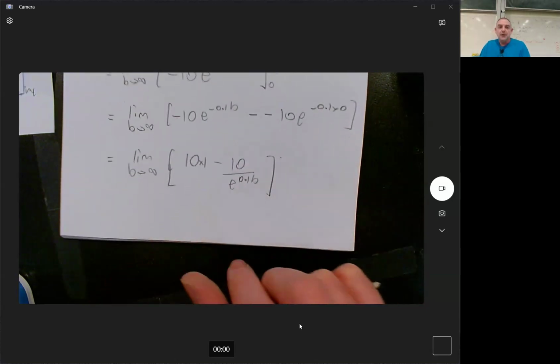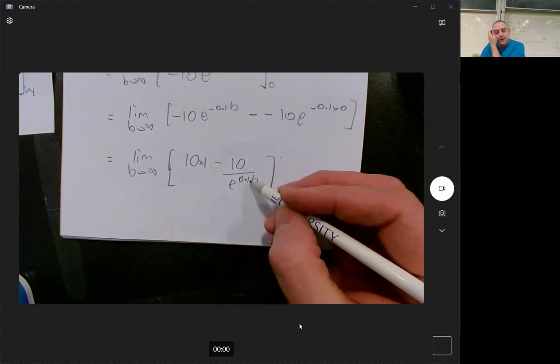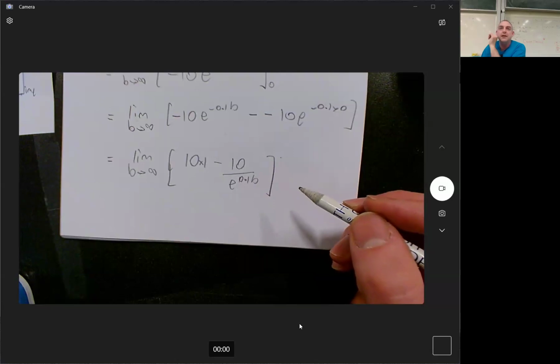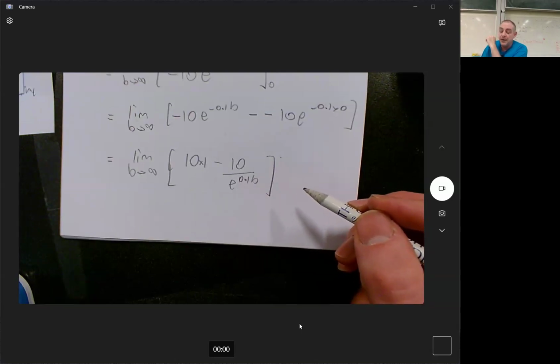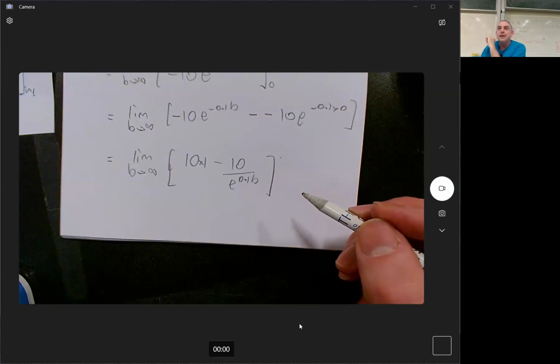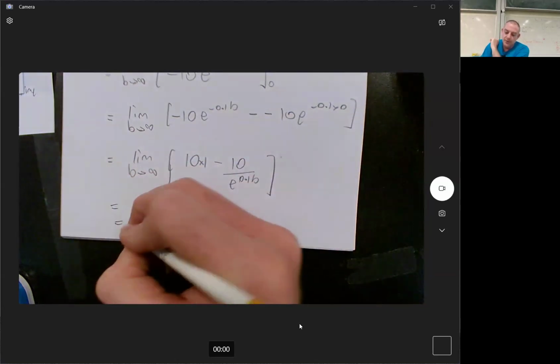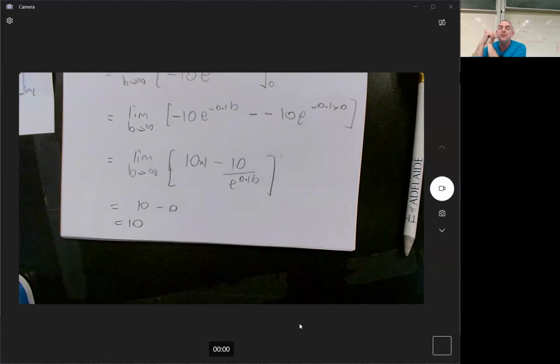So now, as b goes to infinity, 0.1 times infinity is still infinity. And e to the power of infinity is still infinity. And 10 over infinity is 0. And so this is 10 minus 0, which is 10. It emits 10 particles. It's not very radioactive. But there you go. Fun. Okay.